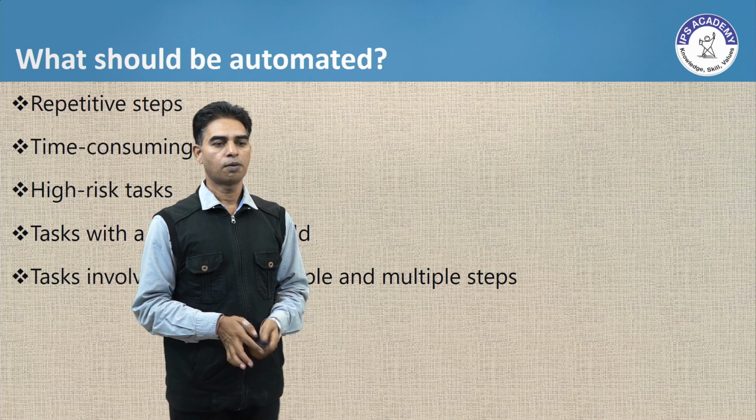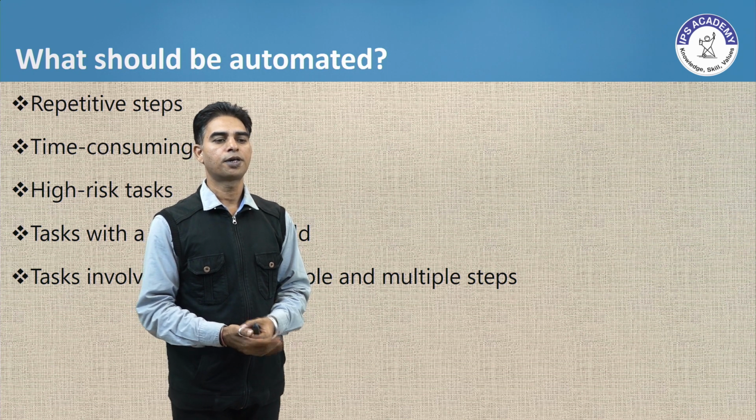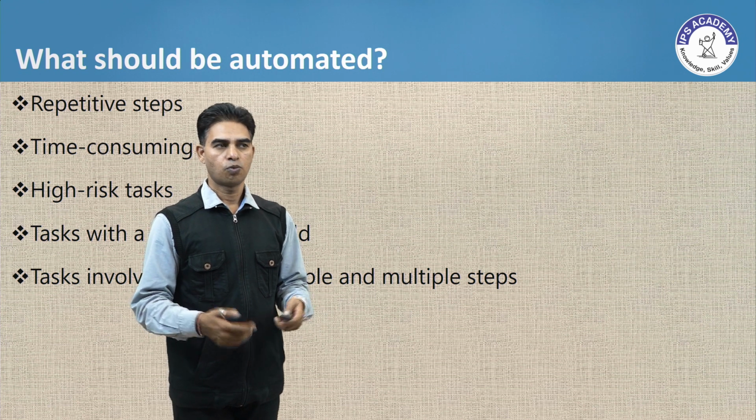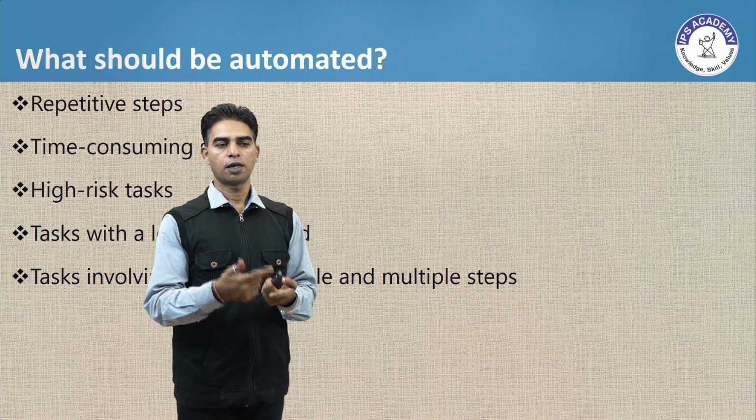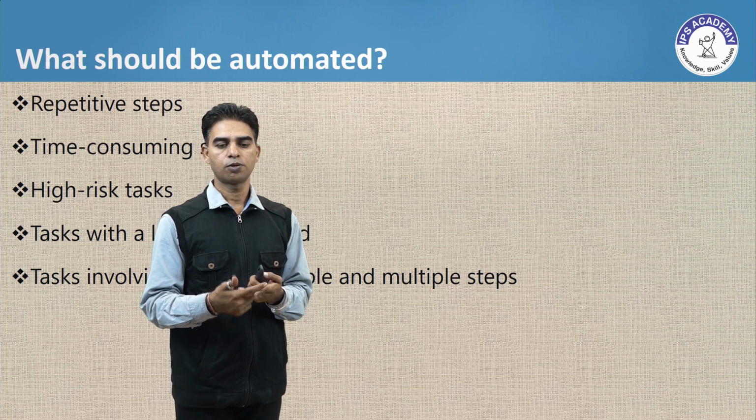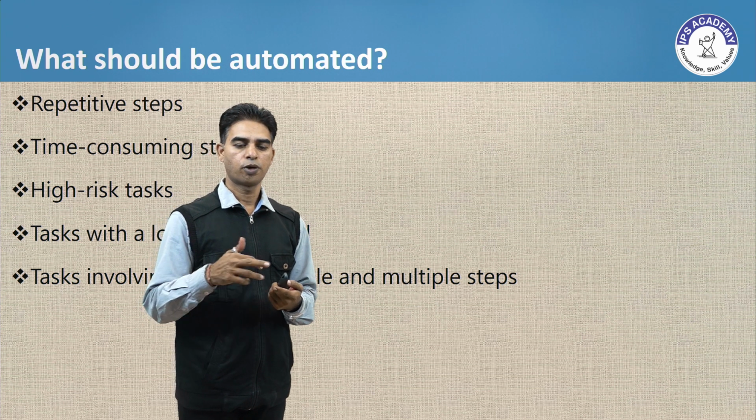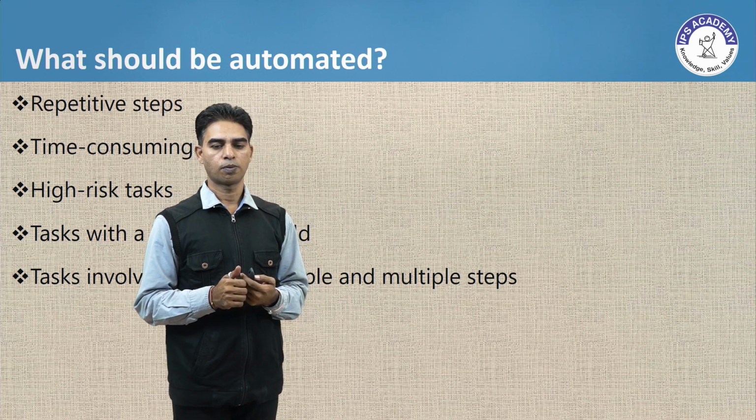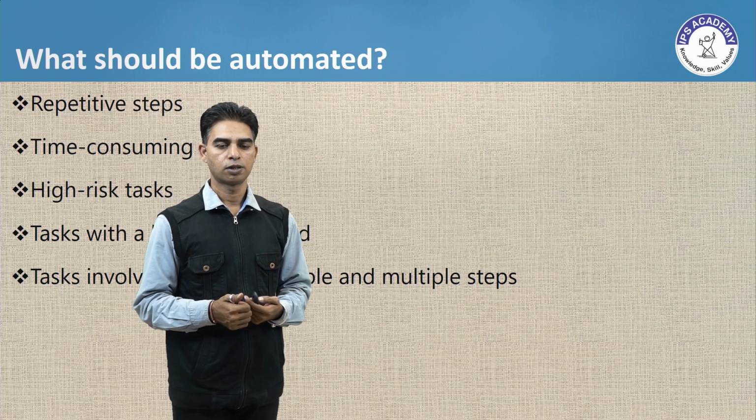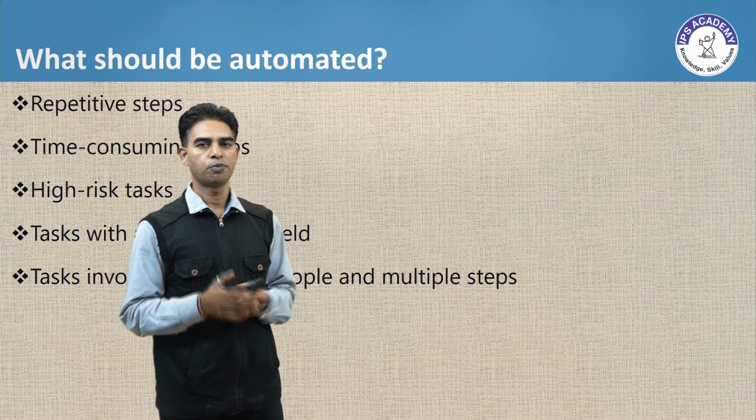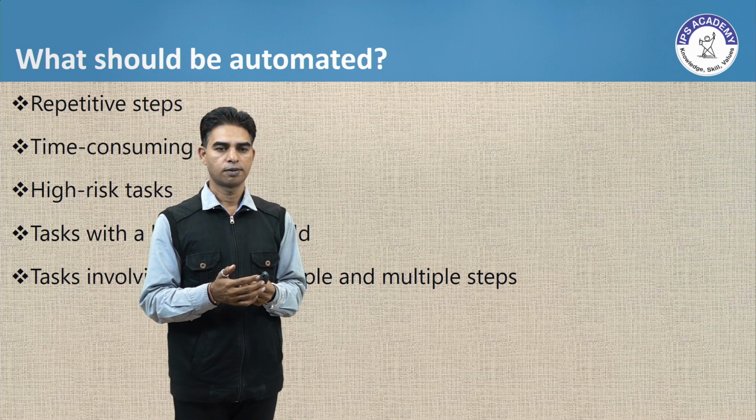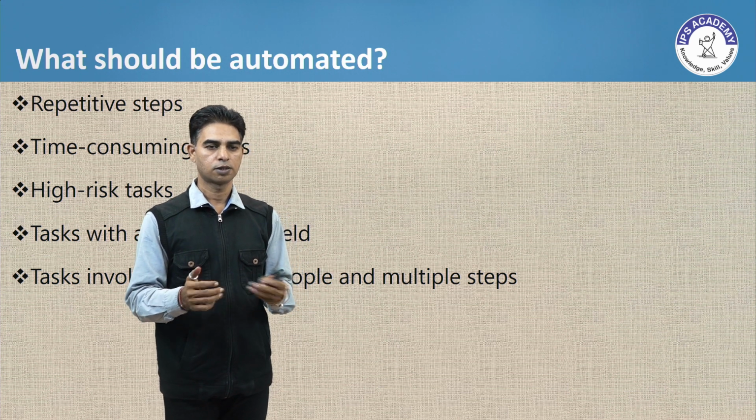One thing to keep in mind: what should be automated? If you want to automate something, we have to know what kind of thing should be automated. Something with repetitive steps. Repetitive steps means, when you go to any showroom or firm or organization, you have to fill in a form. The form is fixed, the steps are fixed, the sequence is fixed, everything is fixed.